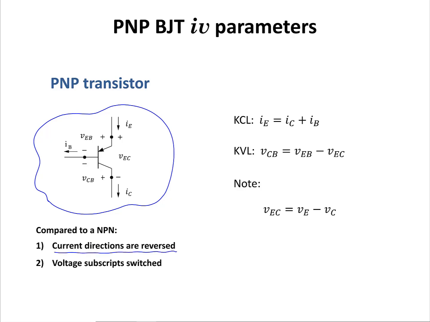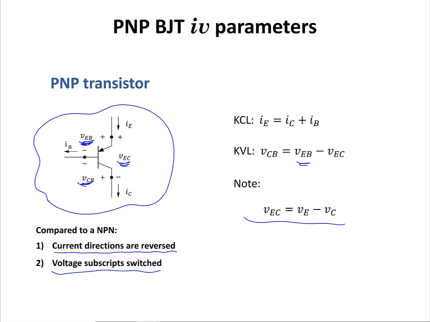For example, for a PNP transistor, I emitter enters the emitter node, and I base leaves the base node, and I collector leaves the collector node. And voltage subscripts are going to be switched. So for the case of a PNP transistor, instead of VBE, we're going to use VEB, just like here. And instead of using VCE, we're going to use VEC. The same goes for collector base node voltages. And again, VEC is equal to VE, the node voltage at the emitter, minus the node voltage at the collector.